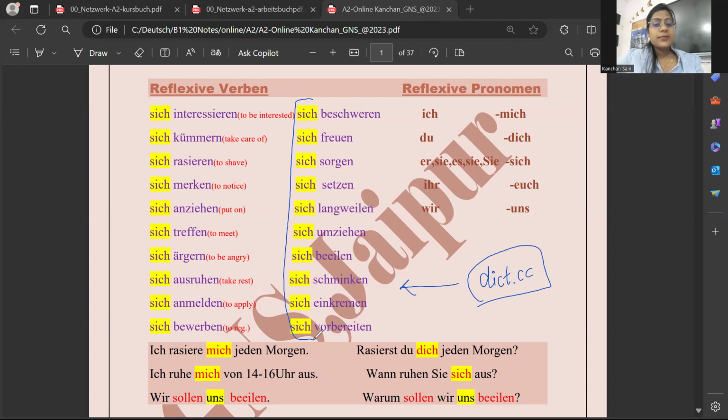Sich umziehen, to get changed, or to shift also. Sich beeilen.